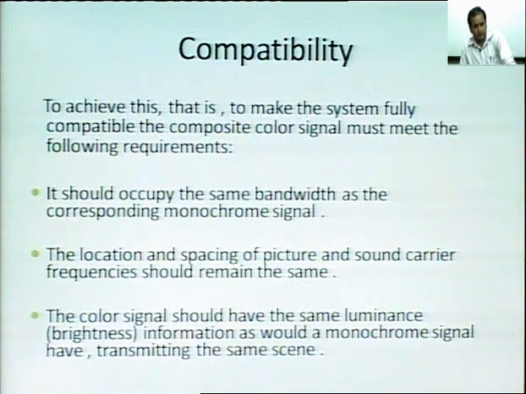To achieve this, that is to make the system fully compatible, the composite color signal must meet the following requirements. For compatibility, there are some prerequisites, some conditions which are to be satisfied. First, it should occupy the same bandwidth as the corresponding monochrome signal. Second, the location and spacing of the picture and sound carrier frequencies should remain the same. Third, the color signal should have the same luminance information as a monochrome signal would, transmitting the same scene. This is evident when we go for reverse compatibility; we require this third point.